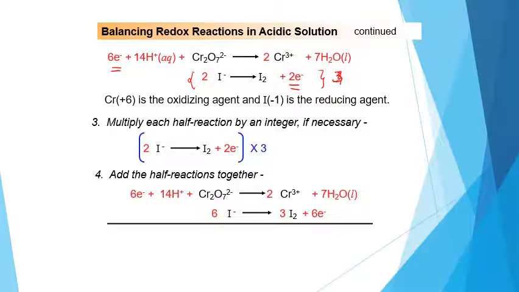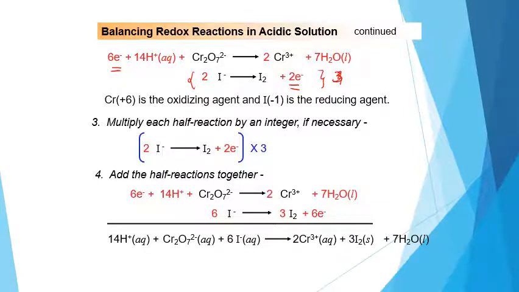If we are going to get the total of this reaction, take note that our electrons lost and gained will cancel. So we are going to copy the 14 H plus, this Cr2O7 2 minus, the 6 iodine, the 2 chromium, the 3 iodine, and the 7 H2O. Take note we still have H plus. We have to undergo this via a neutralization reaction. So do a final check on atoms and charges.